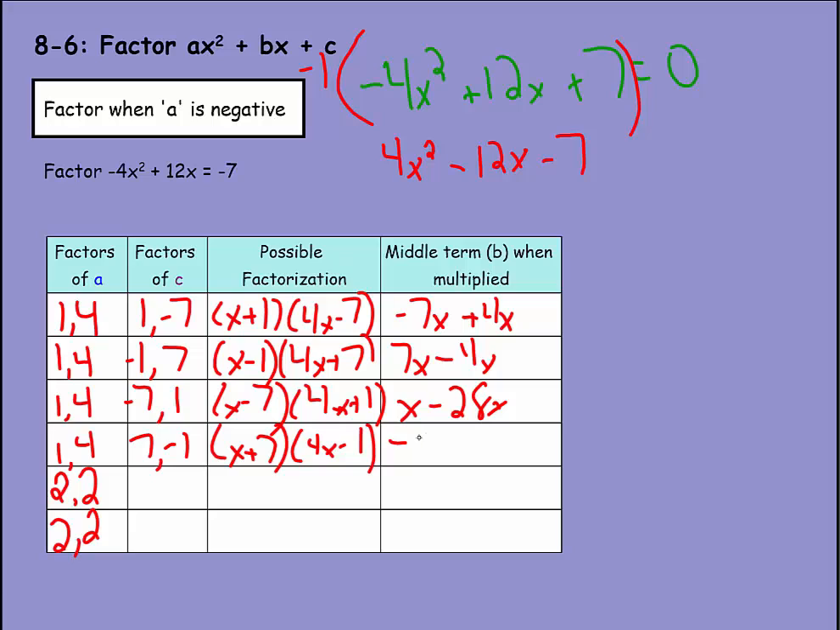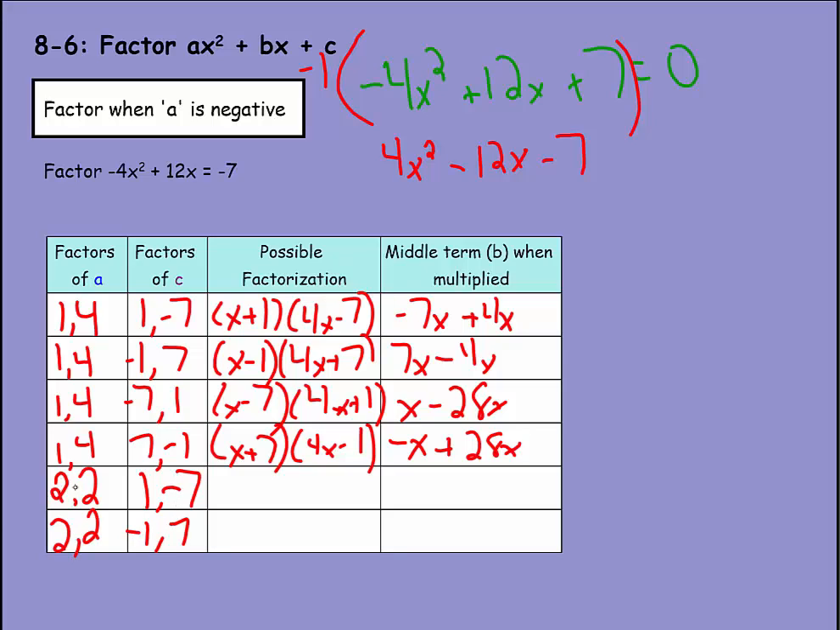So this will give me negative x plus 28x, and I know that's not going to equal 12x. Now we've got to move on to the other factors of a, which are 2 and 2. Well, I can have 1 and -7, then I could have -1 and +7. And what's nice about this one is because they're 2 and 2, they're exactly the same. I don't really have to flip these ones and try the other ones. I know it's going to be one of these two.